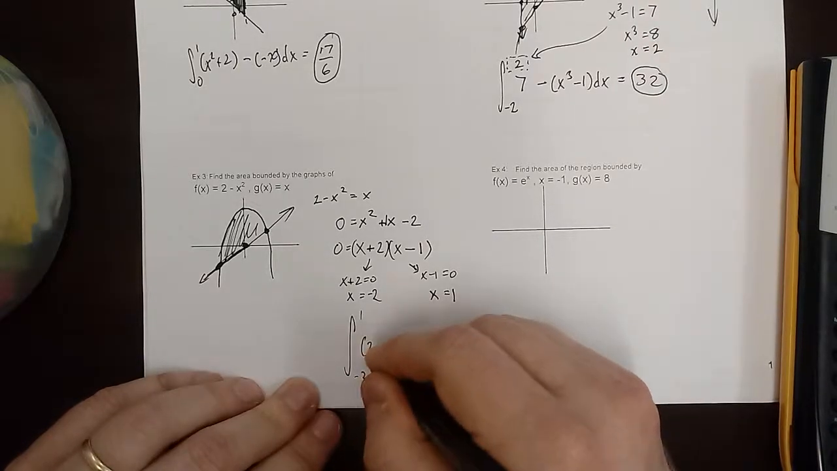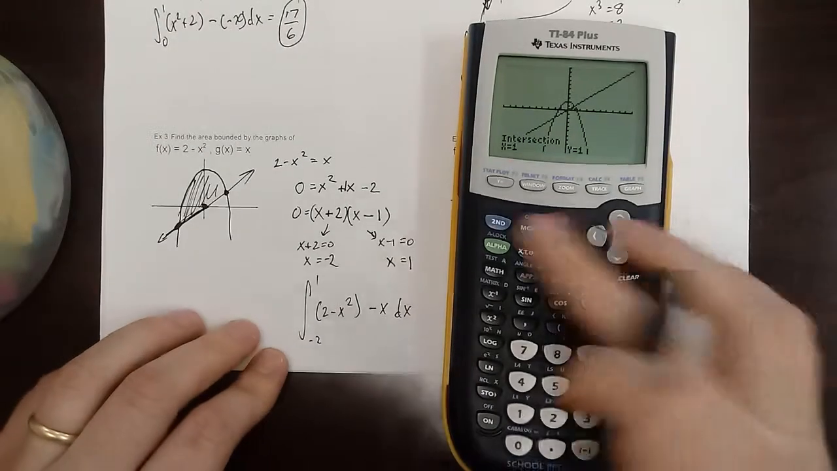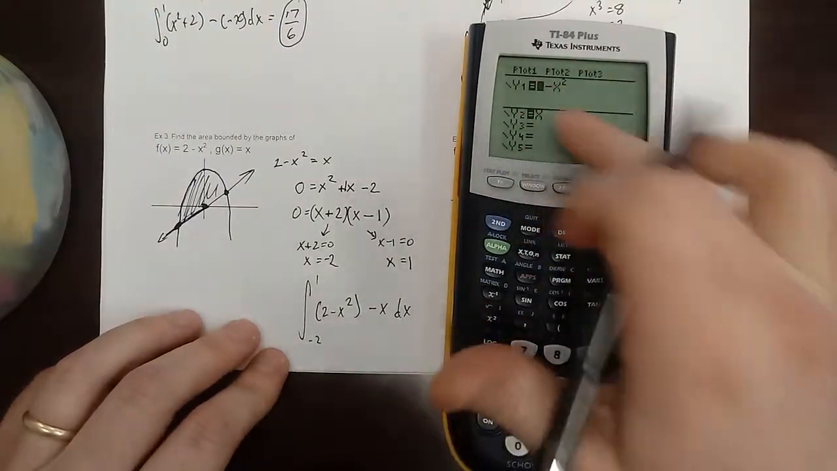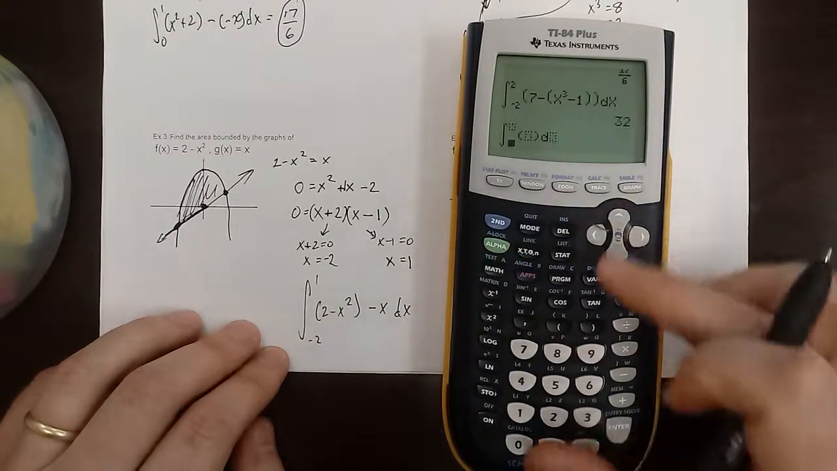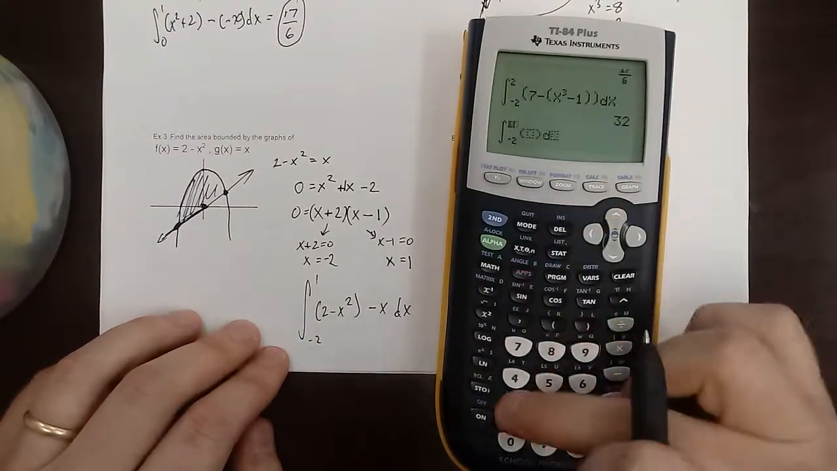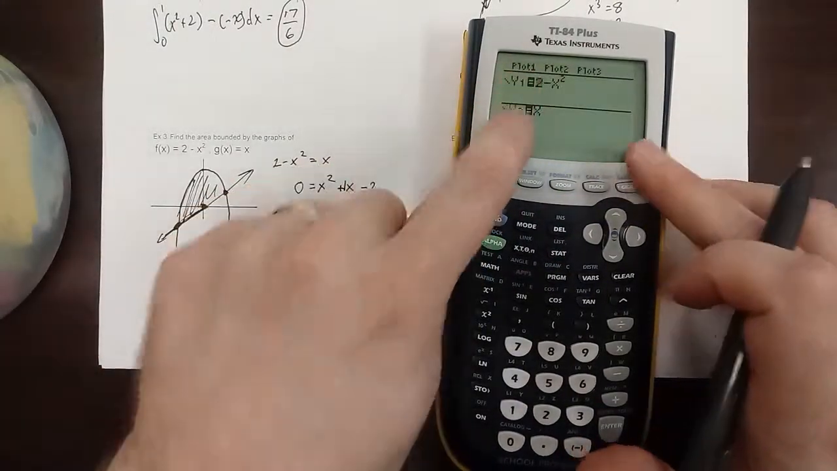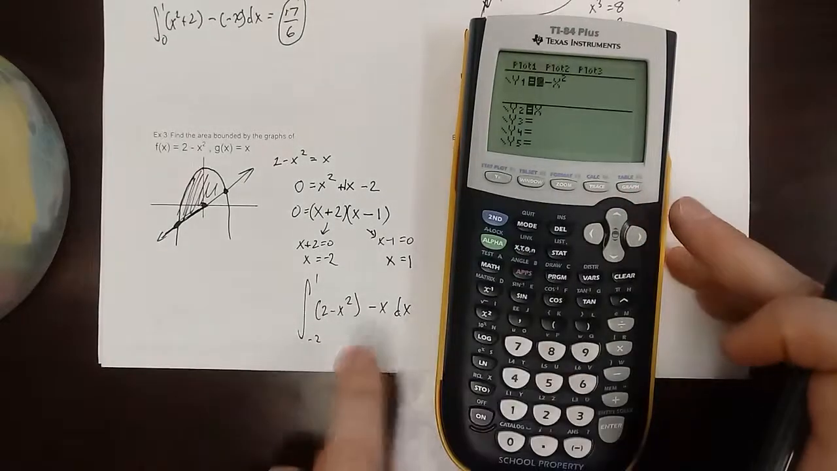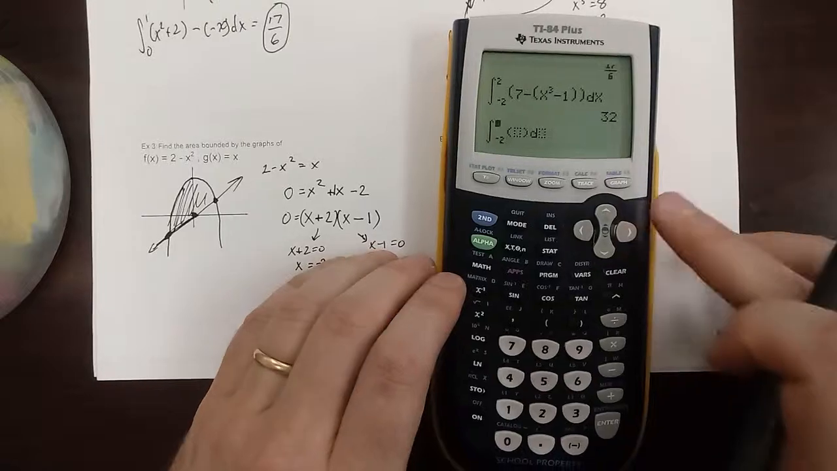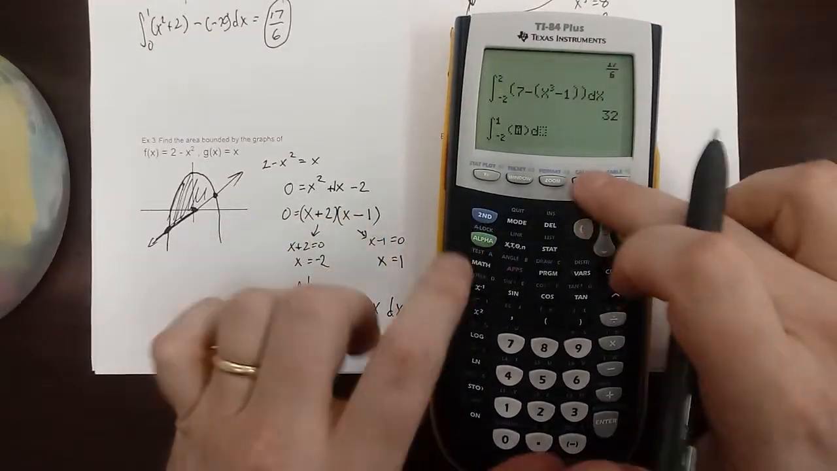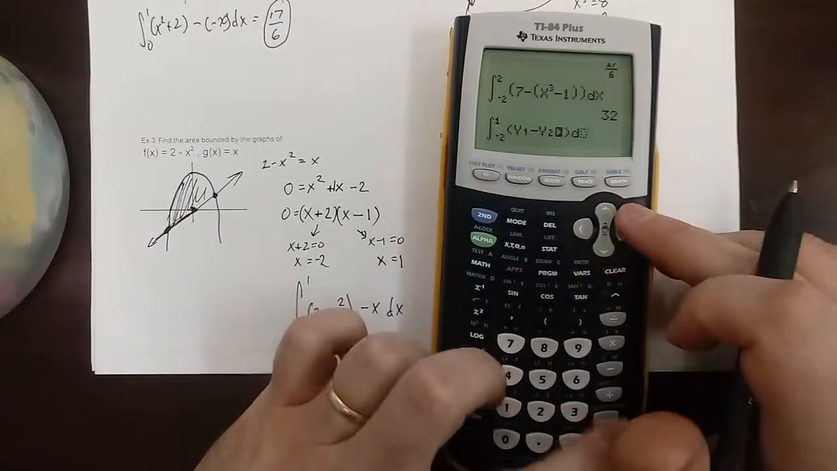So that's our 2 minus x squared minus x dx. And I can go to my calculator and say, hey calculator, I'm going to use the shortcut that we've learned in class. I'm going to say, go do an integral from -2 to 1. And I'm going to use y1 minus y2, right? That's the order I did things. So if I go in, I can say alpha calc y1 minus alpha calc y2.